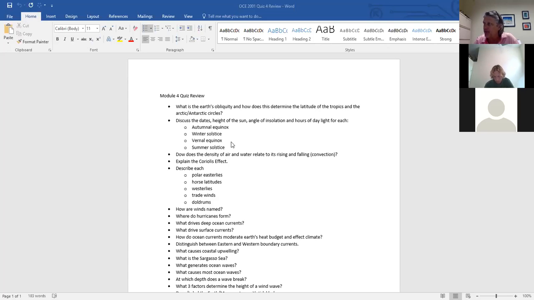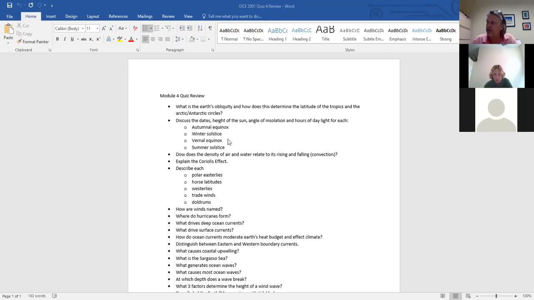Autumn and vernal equinox: the equinoxes stand for equal day, equal night, 12 hours of daylight, 12 hours of night. The sun's direct sunlight is found over the equator.